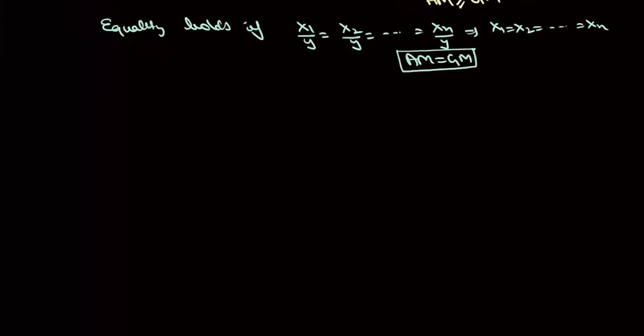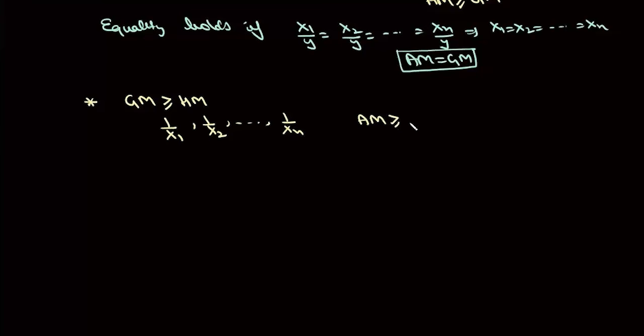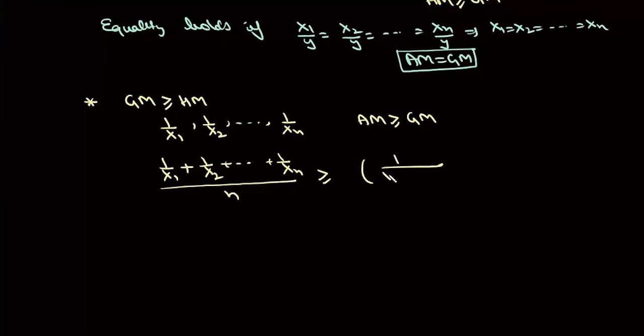Now we'll come to the second part where we need to prove GM is greater than or equal to HM. So here what we'll do is we'll assume n numbers as 1 upon x1, 1 upon x2 and 1 upon xn, and we'll use this result AM is greater than or equal to GM. Now AM will be (1 upon x1 plus 1 upon x2 up to 1 upon xn) by n, and will be greater than or equal to (1 upon x1 x2 xn) to the power 1 by n.